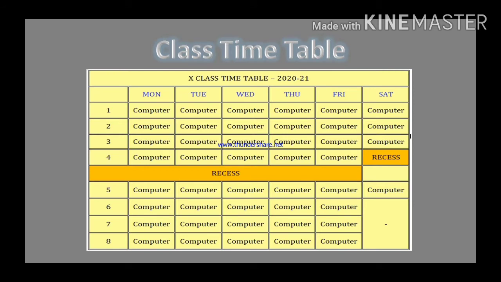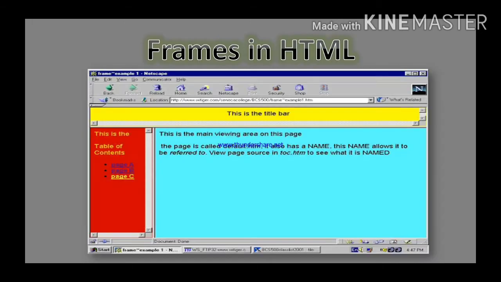Class timetable. You can see here I have prepared a simple class timetable, and for the subject, temporarily, I have given all the subject names as computer. You can provide the subjects as per your actual timetable. Okay. And the next thing is frames. So you can see here we have 3 different frames. This is the title frame, this is a table of contents frame, and this is the actual content frame. So we will create exactly the same thing using HTML coding, right?